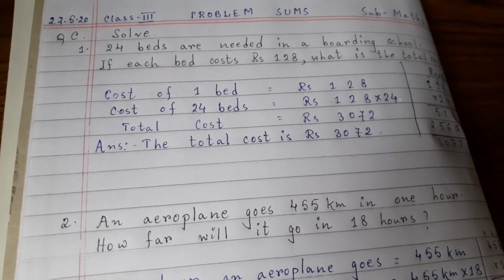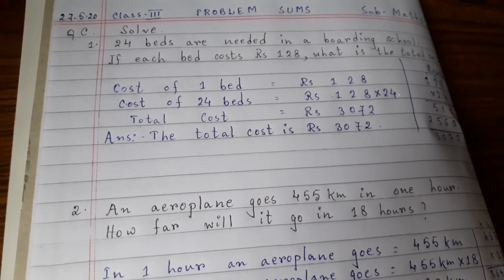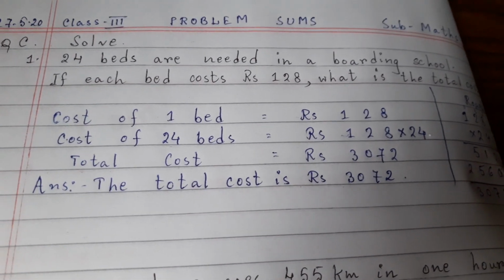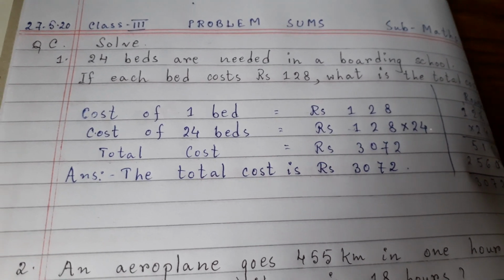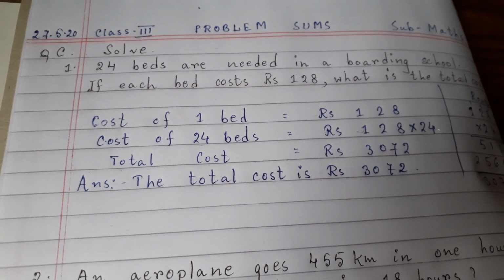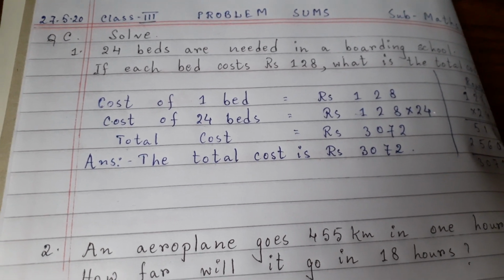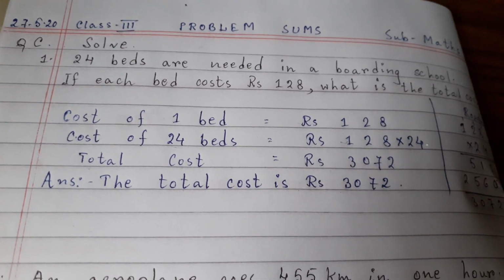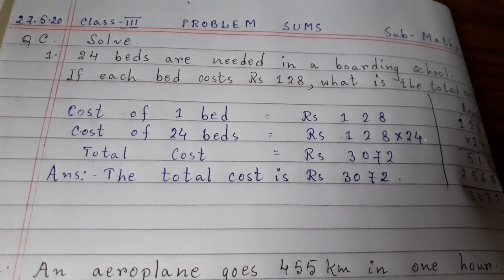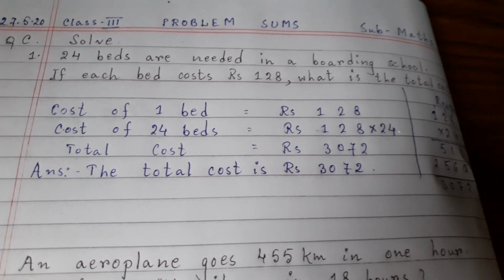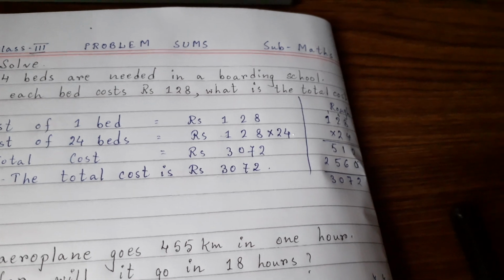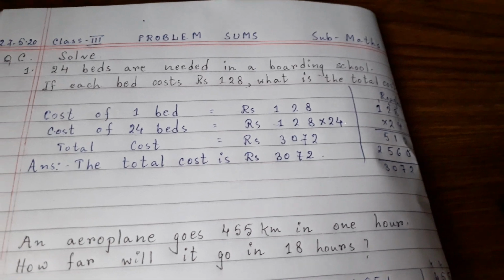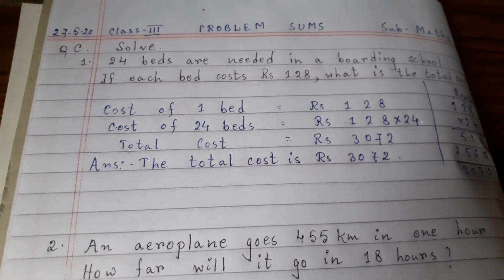Follow the line. At first I have written, cost of one bed is equal to rupees 128. We have to find out the cost of 24 beds. So in the second line I have written, cost of 24 beds is equal to rupees 128 multiplied by 24. You will do the multiplication in the rough as I have done. Then you will write down the answer here as total cost.